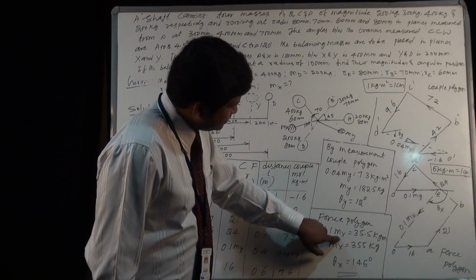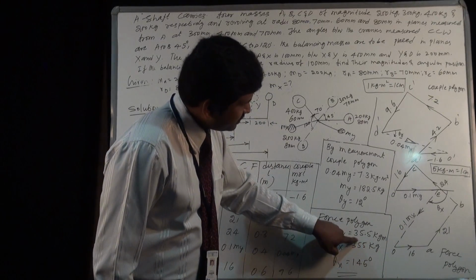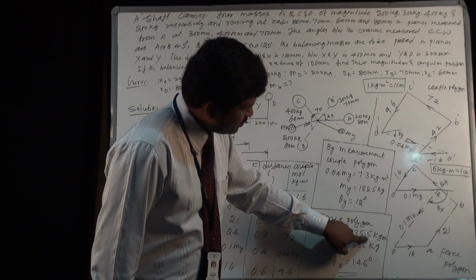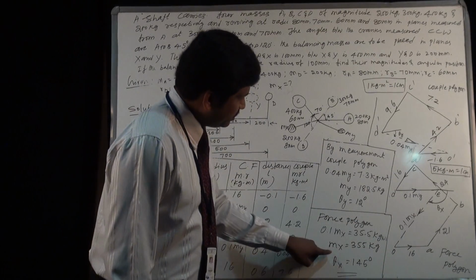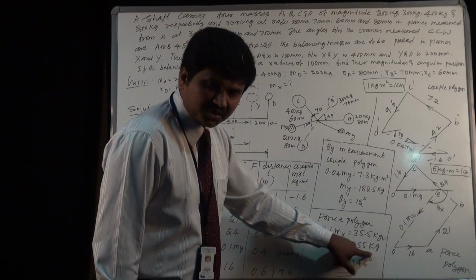Now 0.1 times mx, this value after conversion, is equal to 35.5 kg meter. Now calculate mx. So mx is equal to 355 kg.